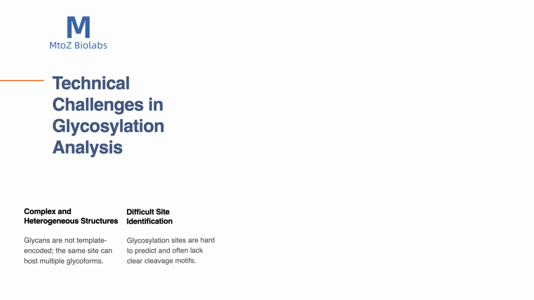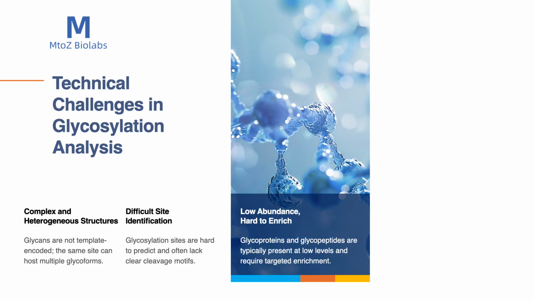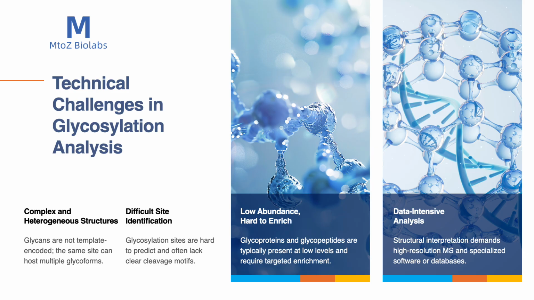The lack of clear sequence motifs for glycosylation makes site prediction difficult and often leads to inefficient proteolytic digestion, hindering downstream analysis. In addition, glycoproteins and glycopeptides are typically present at low abundance. Enrichment techniques are often necessary to isolate them for detection. Even after enrichment, glycan analysis demands high-resolution mass spectrometry and specialized software for accurate data interpretation.